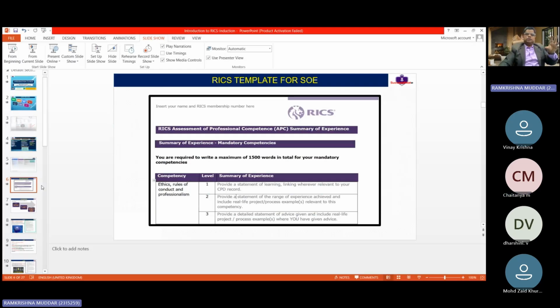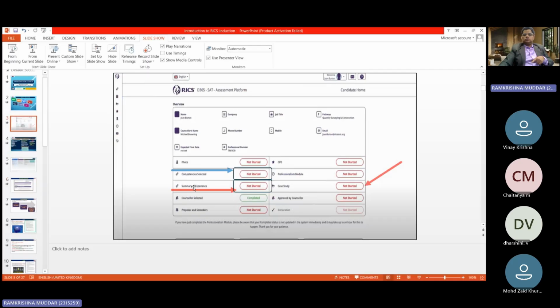So what will happen, Chaitanya, once all this is compiled, this will accumulate to 5,500 words. Then there is the summary of experience. This will be your portal. The moment you click here, there will be a file of 5,500 words which we have to upload. The main thing we are doing is only to write two things: one is the summary of experience and the other is the case study. Rest all is straightforward.